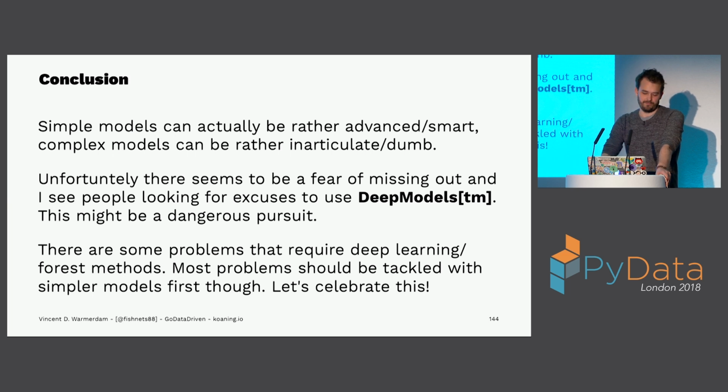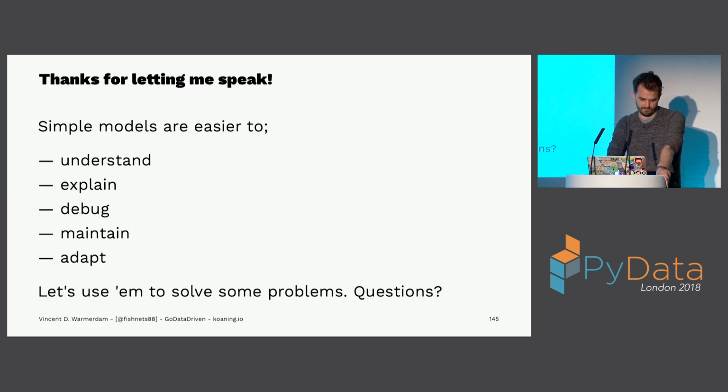Unfortunately, there's a fear of missing out. It's a dangerous pursuit. But let's start celebrating the fact that we can still get simple models to production. Simple models are easier to explain, understand, debug, maintain. So let's use them to solve problems.